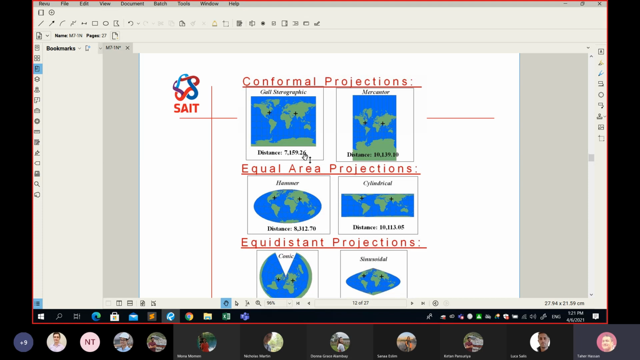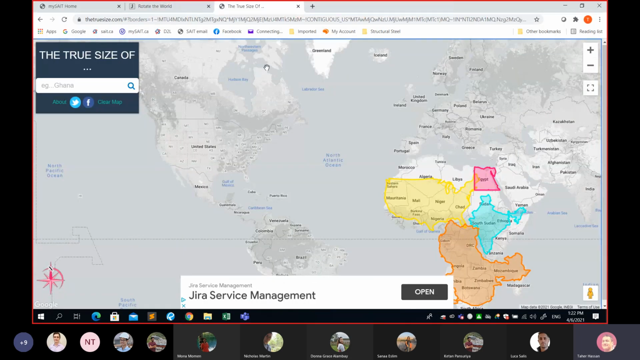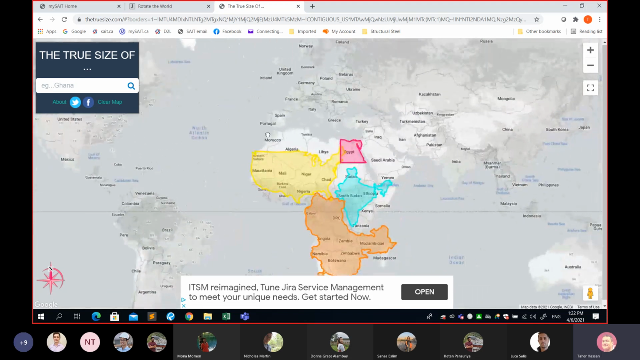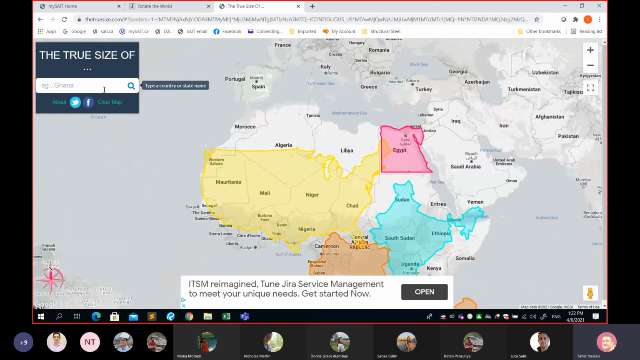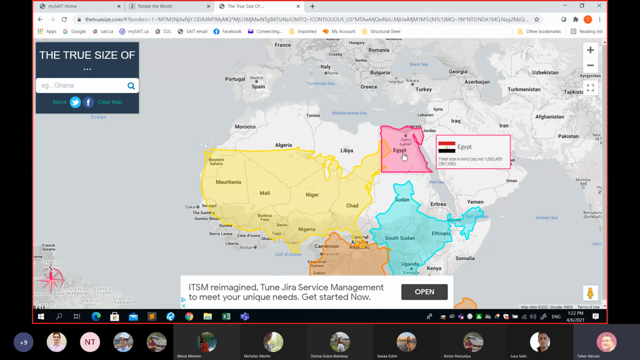Okay, here are some examples of map projection, but I have a more interesting application for you. Watch this. There is one very nice website that I came across this morning, called The True Size, thetruesize.com. Watch what it does. I'm going to show you the concept of distortion. All you have to do is type any country you wish. For example, I took Egypt, because that's my home.